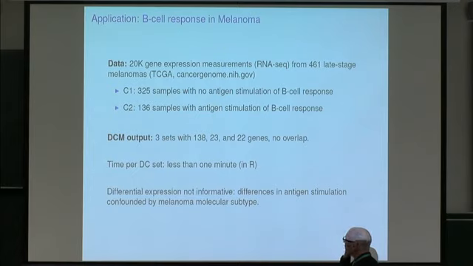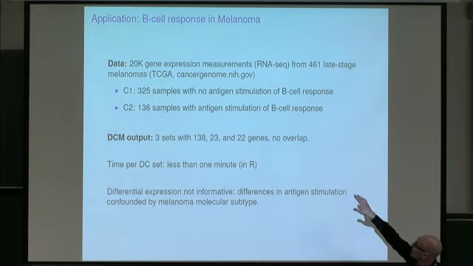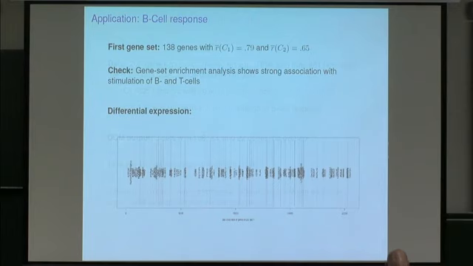All right, so one reason that our colleagues were interested in this is that when they looked at differential expression, getting back to this point I said I would hammer on later, it's not informative. Apparently the differences in antigen stimulation in the responding and non-responding groups were confounded by melanoma subtype. So breast cancer has subtypes, melanoma was the same. So they just didn't really see anything beyond what they learned from subtype. Okay.